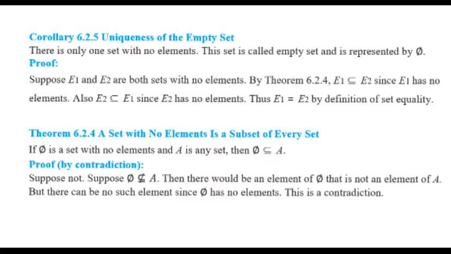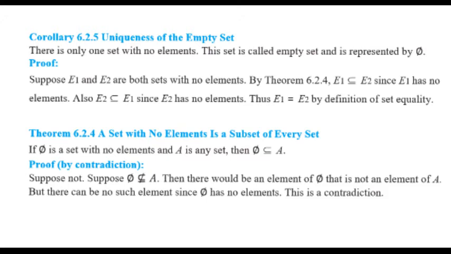To prove it by contradiction, we suppose not. We suppose that the empty set is not a subset of A, and as a result, there would be an element in the empty set that is not an element of A. Why? Because of the definition of subset and not being a subset. And here we reach a contradiction. Why? Because we said there is an element in the empty set that is not an element of A, but there can be no such element since the empty set has no element whatsoever. So this is a contradiction. So we have proved theorem 6.2.4.